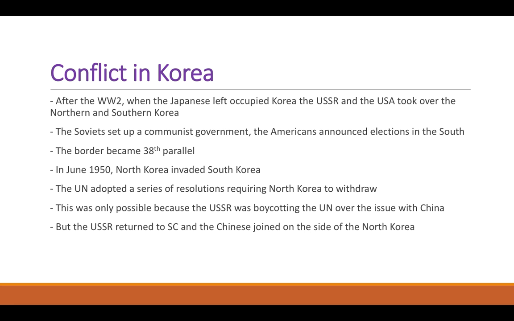And this is the signal for USA to start containing communism, to stop North Korea attacking South Korea. So USA could not do it alone, and this was a perfect opportunity to involve the United Nations and to contain communism with the help of United Nations, not just USA. So the United Nations adopted a series of resolutions requiring North Korea to withdraw, calling North Korea an aggressor.